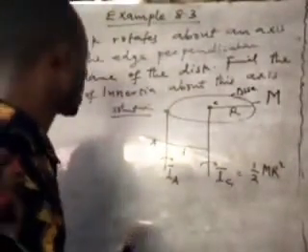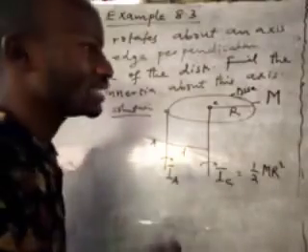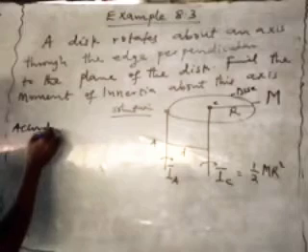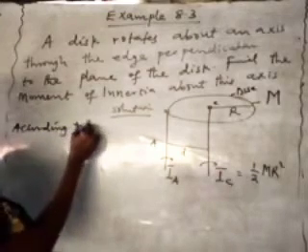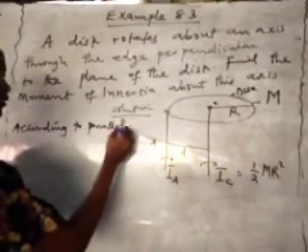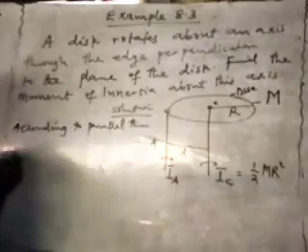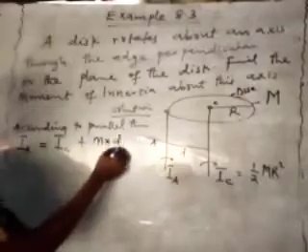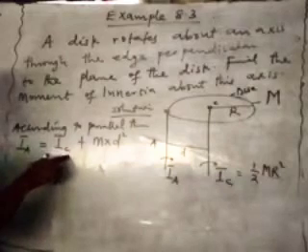So now watch this. What does the parallel axis theorem say? According to the parallel axis theorem, the inertia about the axis A is equal to the inertia about the center of gravity plus the mass times the square of their separation distance. Now, we know the inertia through the center of gravity.